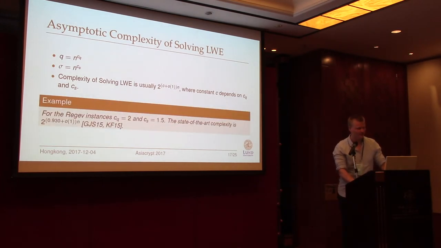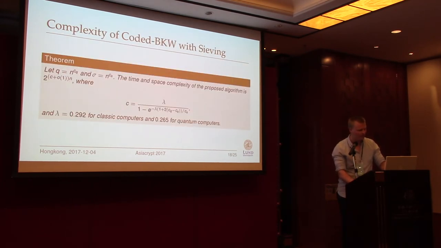And for example, for the regular instances, we have c_q equals 2, c_s equals 1.5, and the previous state of the art is 2 to the power 0.930n. So now with our new algorithm, we have the following results. If we don't use any kind of pre-processing, if we just use regular coded BKW with sieving steps, the complexity is 2 to the power of cn, where c is this value. Here lambda is the best heuristic lattice sieving constant, which is 0.292 for classical computers right now, and 0.265 for quantum computers.